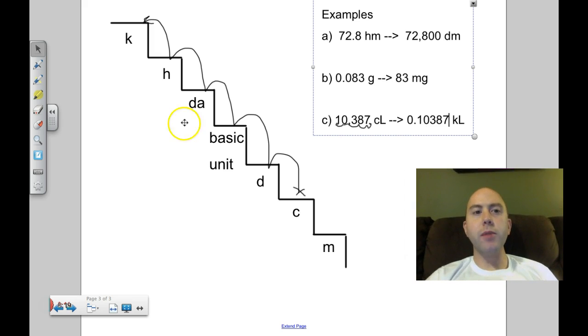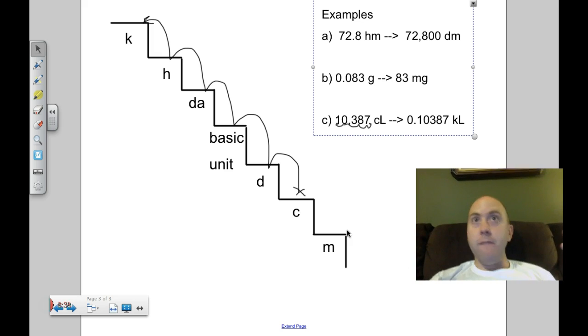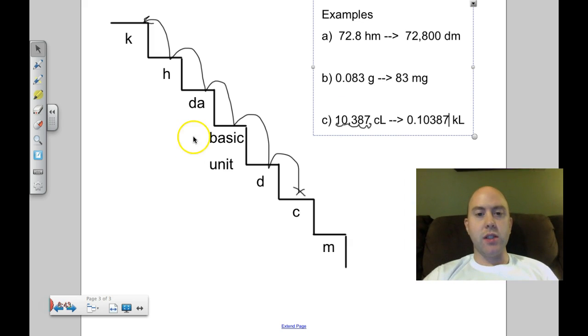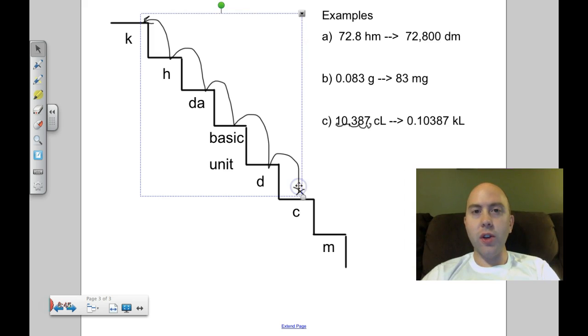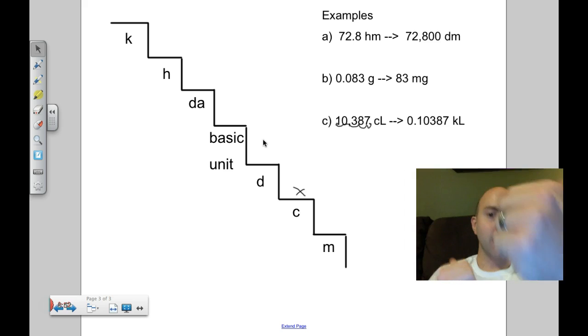But the big thing to remember is you got to memorize the order of this. Kangaroos hopping down your basic unit, drinking chocolate milk. So again, the basic unit can be anything like meters, liters, grams. Those are the main ones for chemistry. But there's also seconds. There's farads if you want to get into physics. There's all sorts of different basic units. And that's all there is to this stuff for metric conversions. You're either moving the decimal to the right or you're moving the decimal to the left.